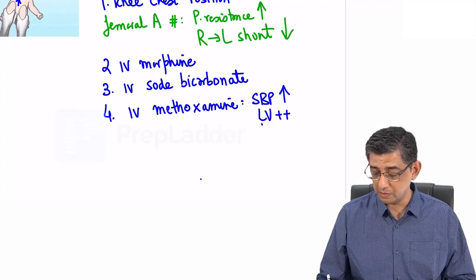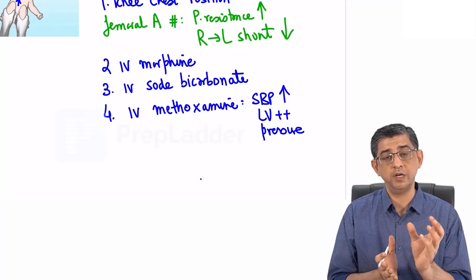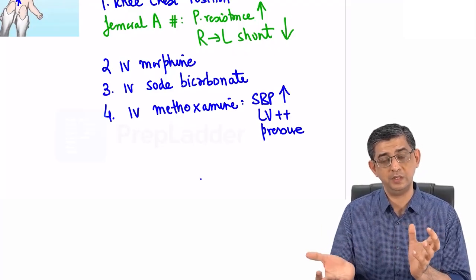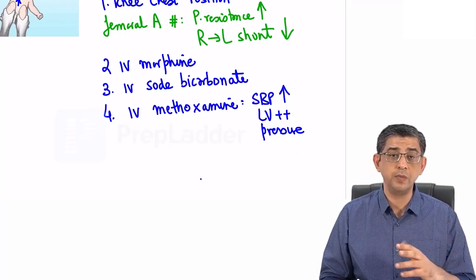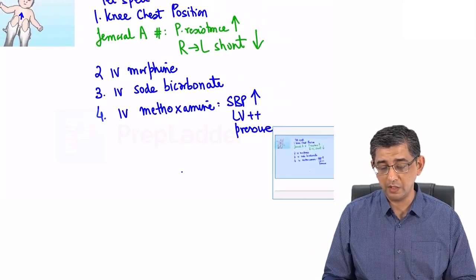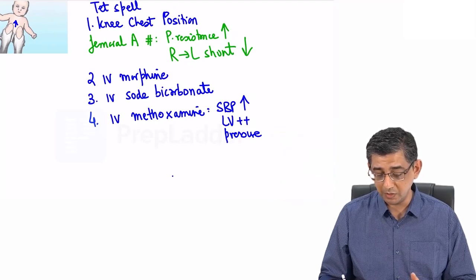And if I increase the pressure inside the chamber, you see the point is, if somebody is having an increase of systolic blood pressure by 10 millimeters, then the left ventricle will have to generate more force to work against that resistance. If I increase the pressure in the left ventricle, it will counterbalance the shunting that was already occurring. So knee chest position and methoxamine are basically doing the same thing.